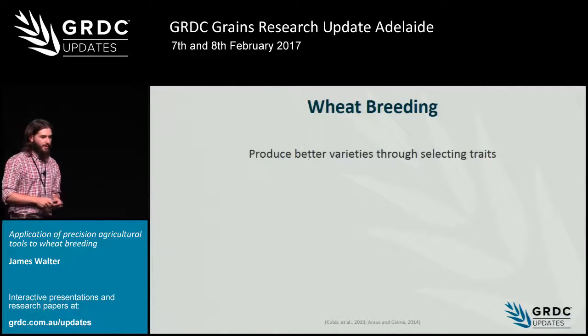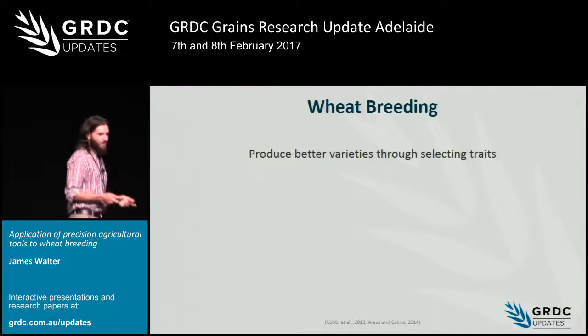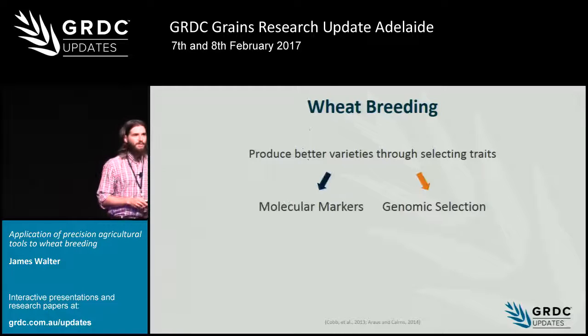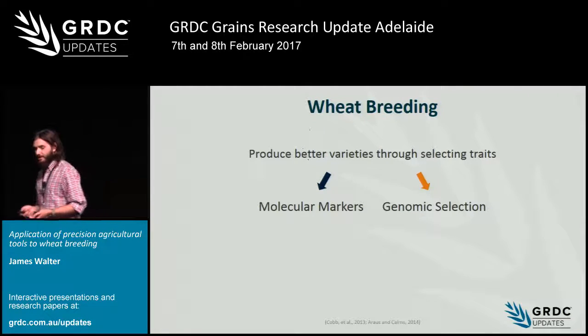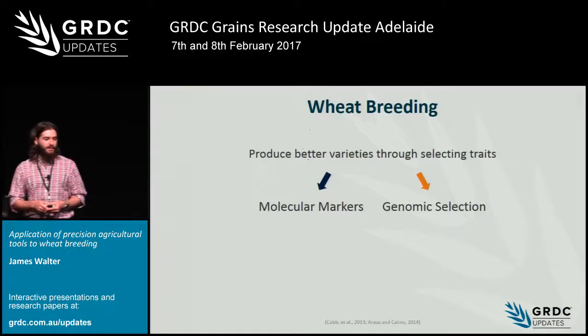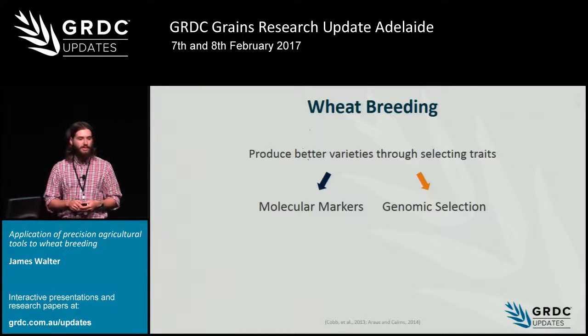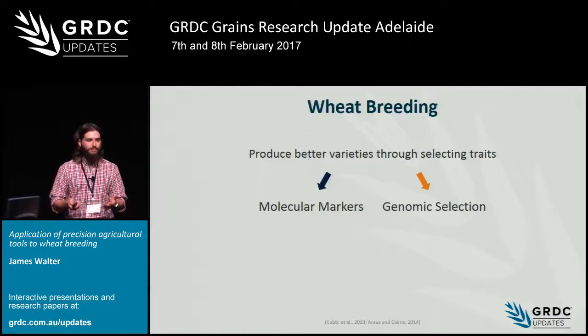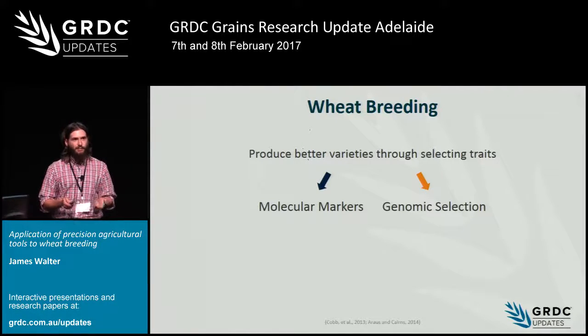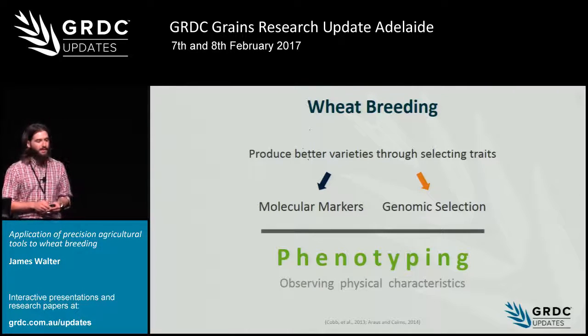So, first off, let's start with wheat breeding. What's the goal with that? Well, we want to produce better varieties through selecting traits. Recently, this is done mostly with molecular technologies like molecular markers and genomic selection. But this is at the point now where this information is really readily available to breeding programs, whereas it used to be a bottleneck. But both of these tools are still really underpinned by phenotyping.